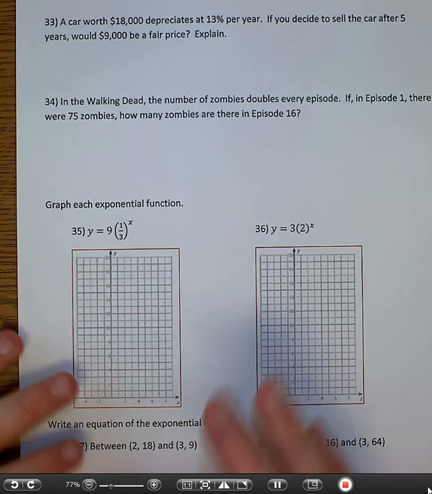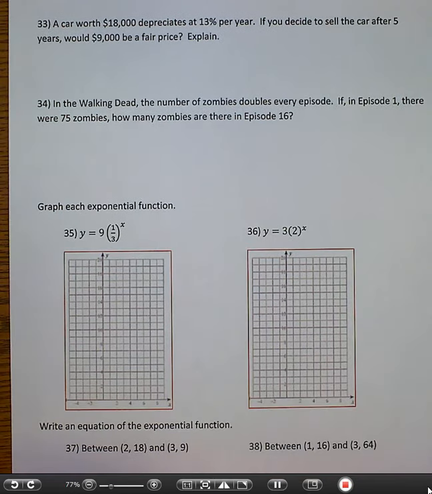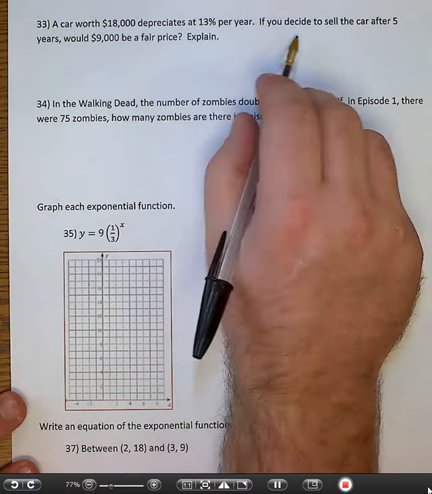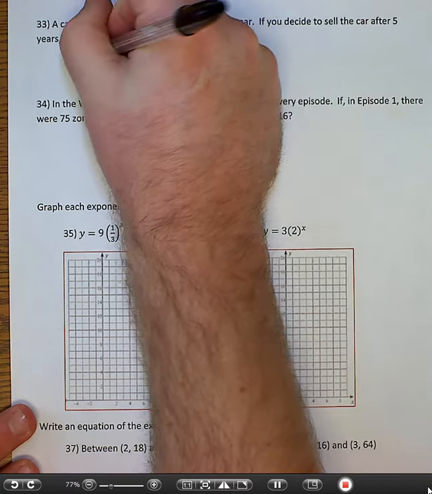Last page here. Let's continue with this video here. A car worth $18,000 depreciates 13% per year. If you decide to sell the car after 5 years, would $9,000 be a fair price? Explain. So we just want to figure out how much will it be worth after 5 years. Well, it's originally worth $18,000.